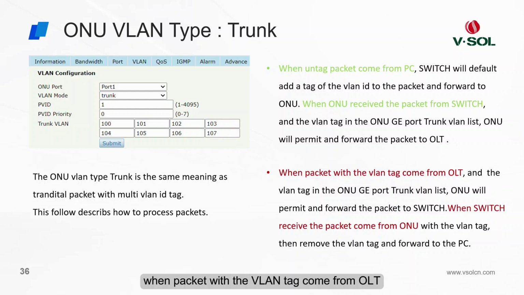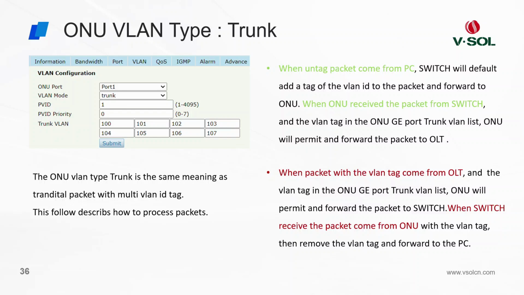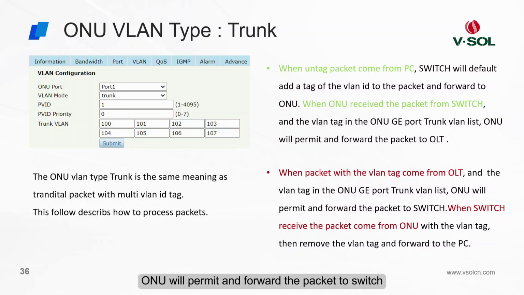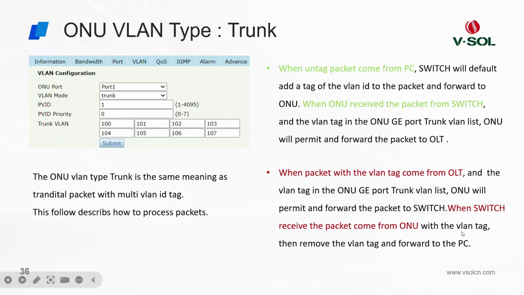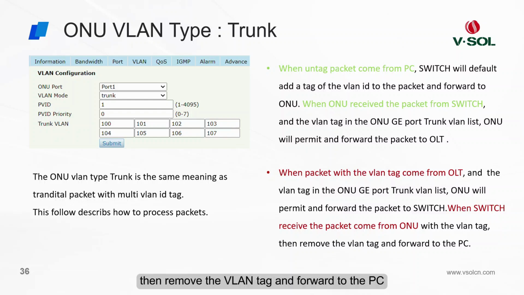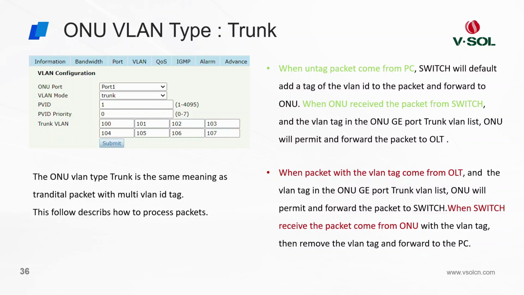When a packet with a VLAN tag comes from the OLT, and the VLAN tag is in the ONU GE port trunk VLAN list, the ONU will permit and forward the packet to the switch. When the switch receives the packet from the ONU with the VLAN tag, it removes the VLAN tag and forwards it to the PC.